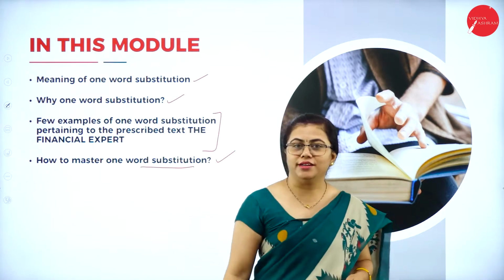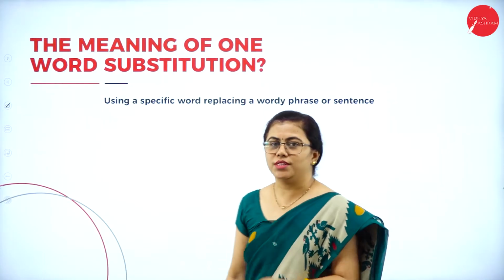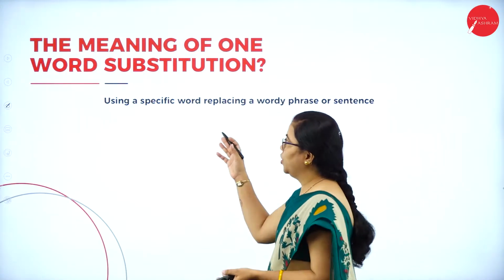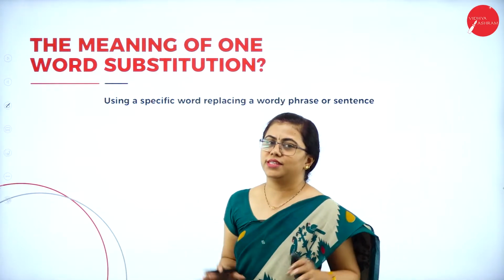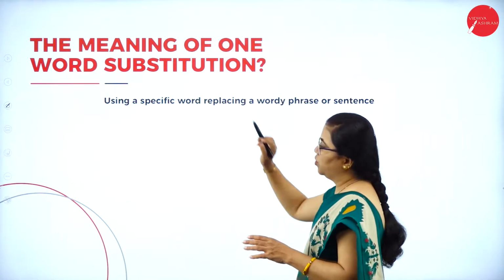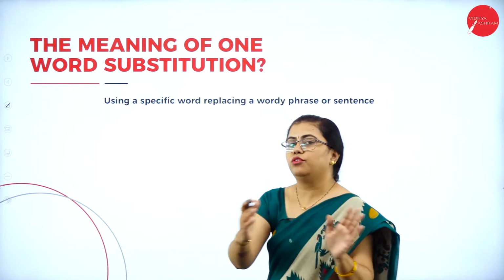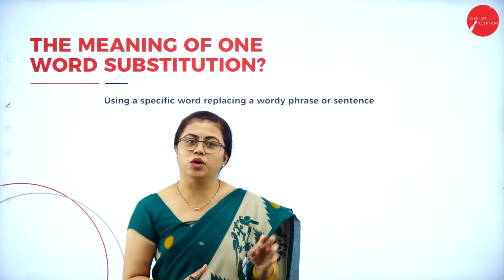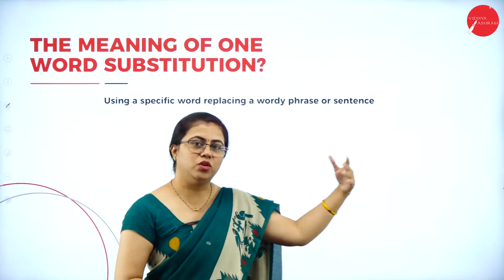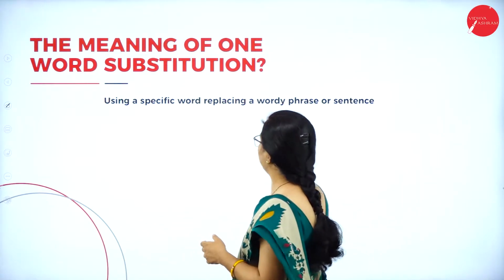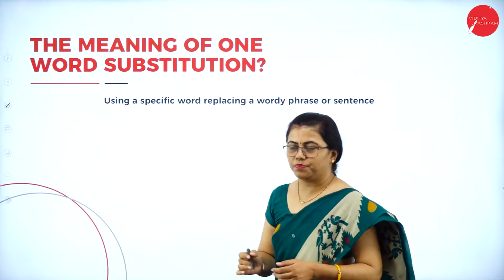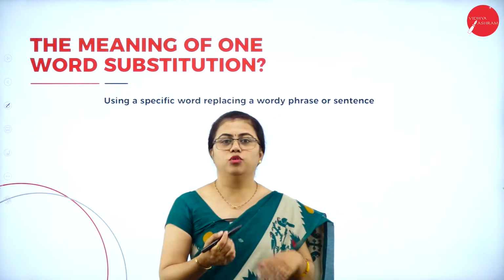At first, we'll understand what is the meaning of one word substitution. It is very simple. If you have a very long sentence and you use specific words, you just take out a few words and add one specific word to the sentence. You just substitute so many words with only one word. It can be a phrase or a sentence. So I'll just give you an example. How do you do it?